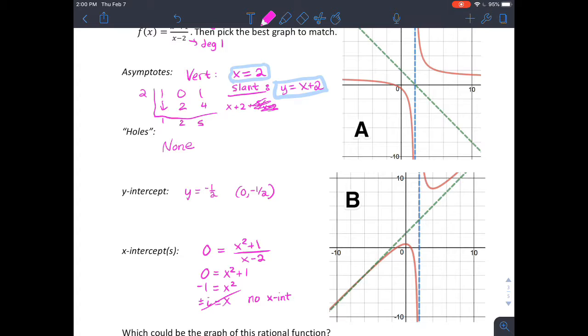All right, so I would look at asymptotes to start with. Graph A looks like it could have the right y-intercept, but that's a negative slope, so that slant asymptote is wrong.